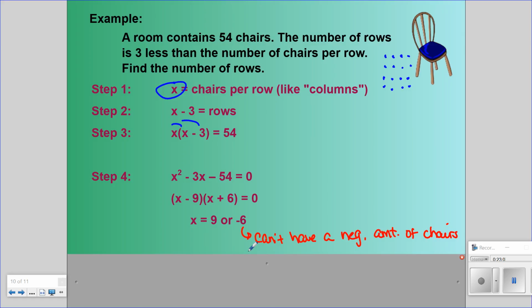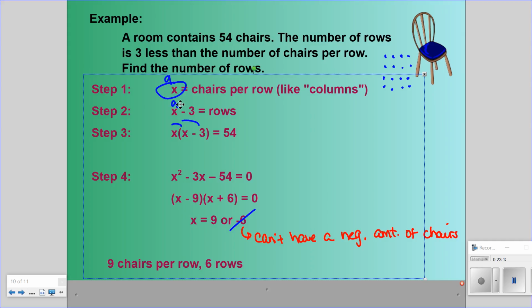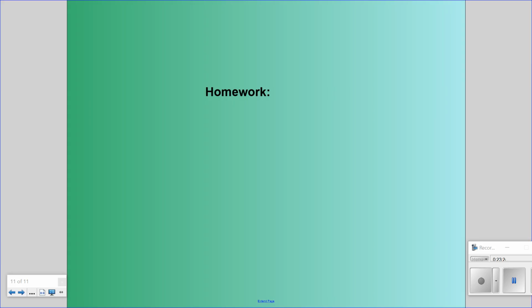You can't have a negative amount of chairs in this room. So that solution doesn't make sense, meaning that there are 9 chairs per row. And if we put 9 in here, 9 minus 3 tells you the number of rows being 6 rows. And that concludes our word problems lesson.